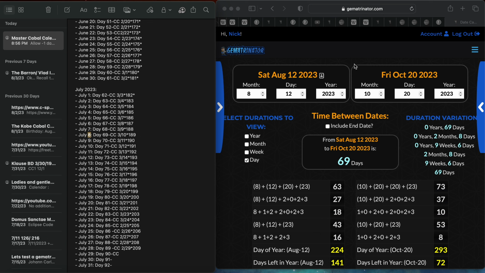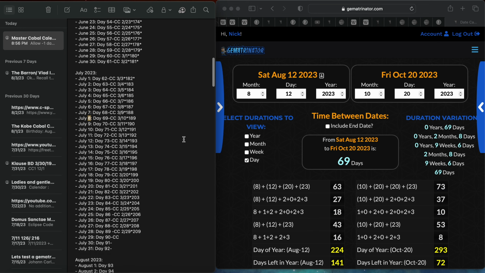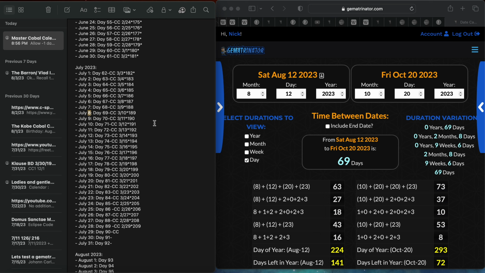July 8th is 666 days past the 2022 anniversary date of Adam Weishaupt. We talked about the Bavarian Illuminati; they didn't create the Cabal calendar. This is actually called the French Republic calendar.